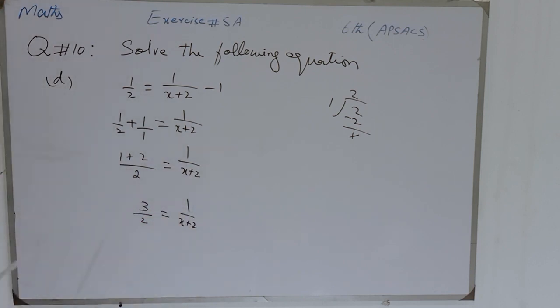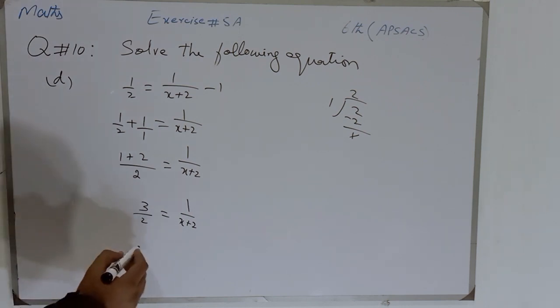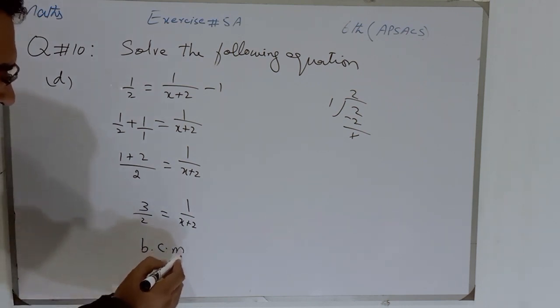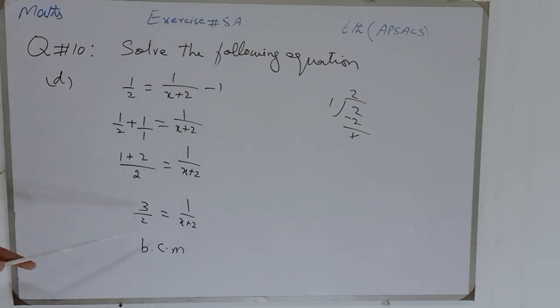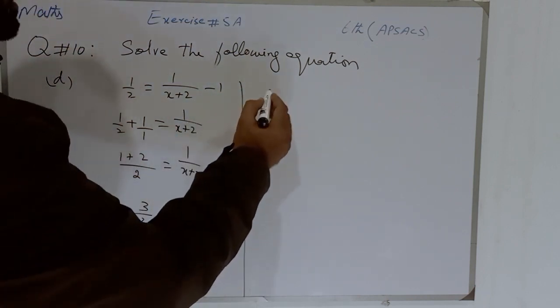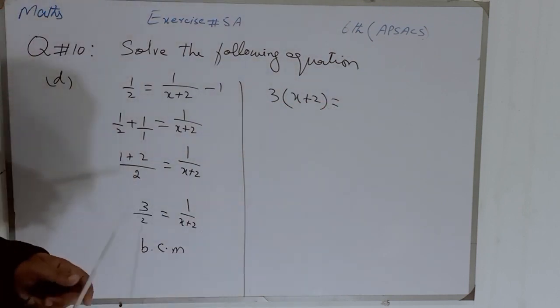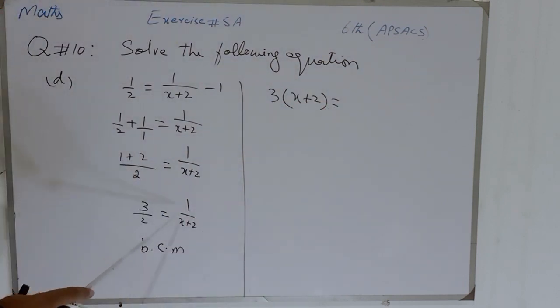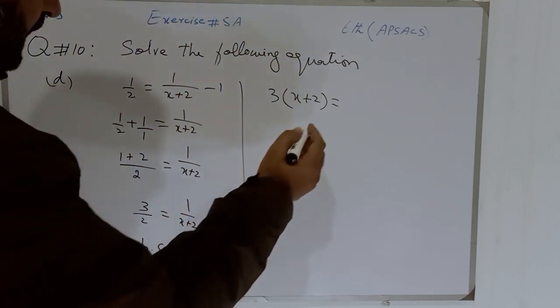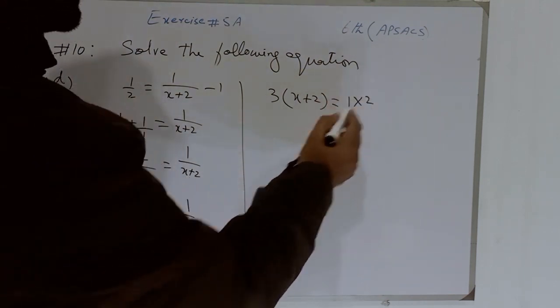Now on both the sides there are single denominators, so we will do BCM, and BCM means by cross multiplication, and by cross multiplication means the denominator of the right side will be multiplied with the numerator of the left side, and it is written as 3 into x plus 2 is equal to, and the denominator of the left side will be multiplied with the numerator of the right side, and it will become 1 multiplied by 2.